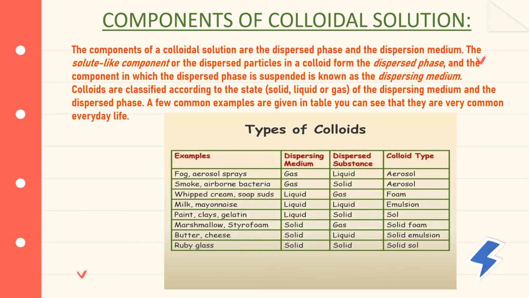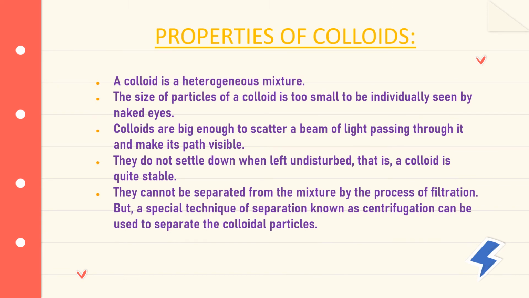So moving further towards the properties of colloids. So what are the properties of a colloid? A colloid is a heterogeneous mixture. First of all, the size of particles of a colloid is too small to be individually seen by naked eyes. Means we are not able to see the particles of a colloid.